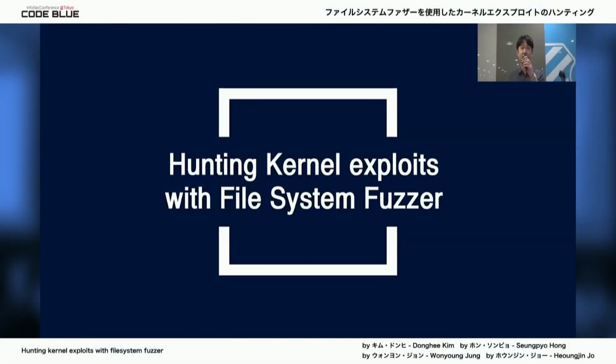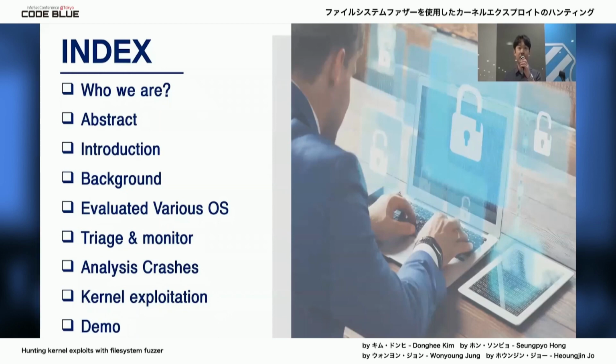Hello, I'll start our presentation on hunting kernel exploits with a file system fuzzer. First of all, let me briefly introduce the table of contents before starting. For the beginning, I will briefly introduce our team and why we selected this topic. Let me tell you how much the vulnerabilities affect various OSs. Then I'll go in the order of triage monitor, analysis of crashes, and kernel exploitation.